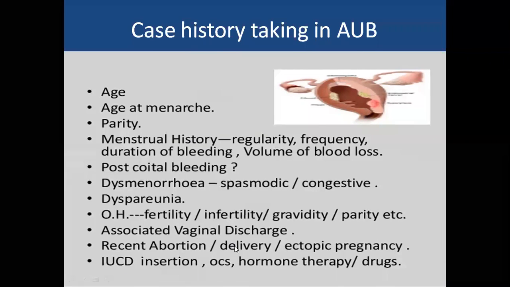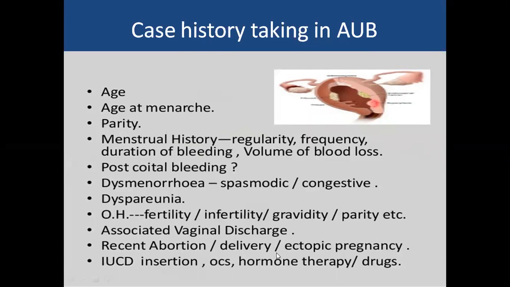If the patient gives history of vaginal discharge, urinary symptoms, pain in the lower abdomen, then some mass in the abdomen, what are the things that come to your mind? It may be chronic pelvic inflammatory disease, chronic PID with tubo-ovarian masses, any history of recent abortion, delivery, and any history of ectopic pregnancy.